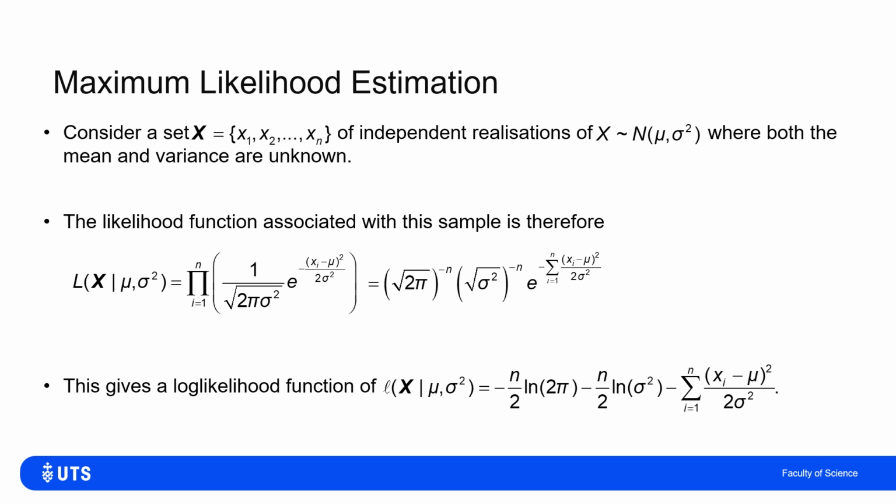When I take the log likelihood, I note that the log of root 2 pi to the minus n will give me minus n over 2 log of 2 pi. Similarly, I get minus n over 2 log of sigma squared, and then the log of the exponential just brings the exponent down.